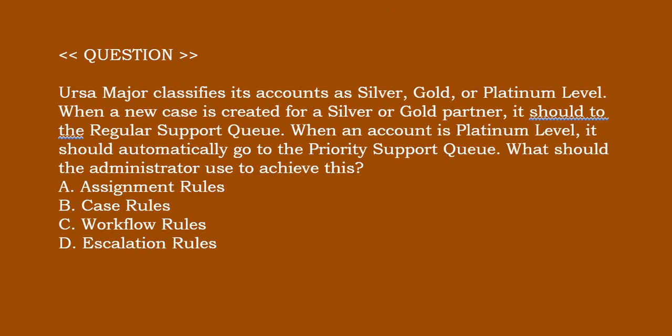Next one. USA Major classifies its accounts as silver, gold, or platinum level. When a new case is created for the silver or gold partner, it should go to the regular support queue. When an account is platinum level, it should automatically go to the priority support queue. What should the administrator use to achieve this? Option A, assignment rules. Option B, case rules. Option C, workflow rules. Option D is escalation rules.